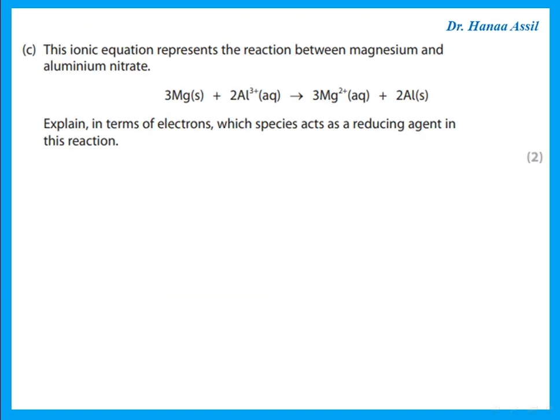This ionic equation represents the reaction between magnesium and aluminium nitrate. Explain in terms of electrons which species acts as a reducing agent. So this is the equation. Now, we need to know where is oxidation and where is reduction. And you know that whichever substance has been oxidized, it is the reducing agent. And the one that has been reduced is the oxidizing agent.